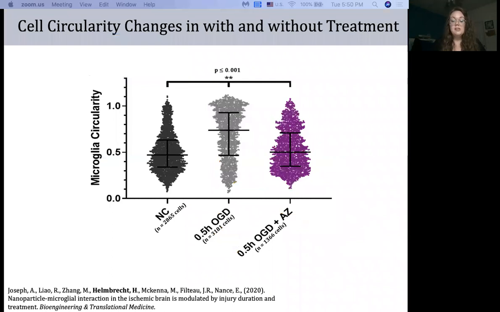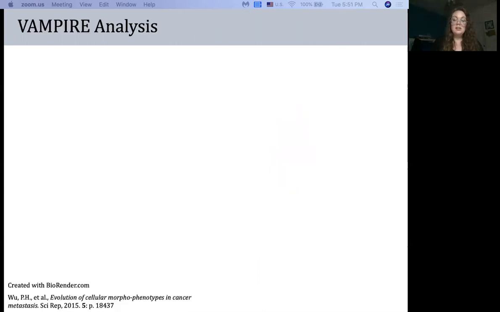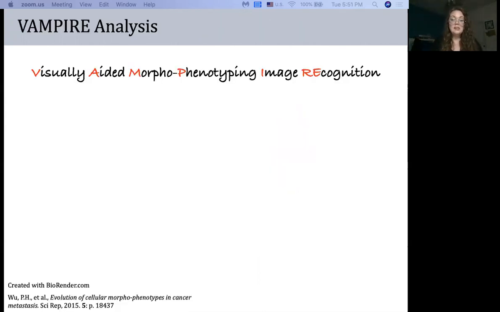We found that there's a significant difference between our non-treated control and our injured group, that the injured group shows more circularity in the cells that is then reverted back to be more similar to the non-treated group with the azithromycin treatment after injury. This is exciting because it correlates with phenotypic changes in microglia that say with injury and with death, microglia change to a more amoeboid and circular state. Alongside doing our circular analysis, we perform a VAMPIRE analysis, which is visually aided morphophenotyping image recognition from the Dennis Wirt's lab at Johns Hopkins.